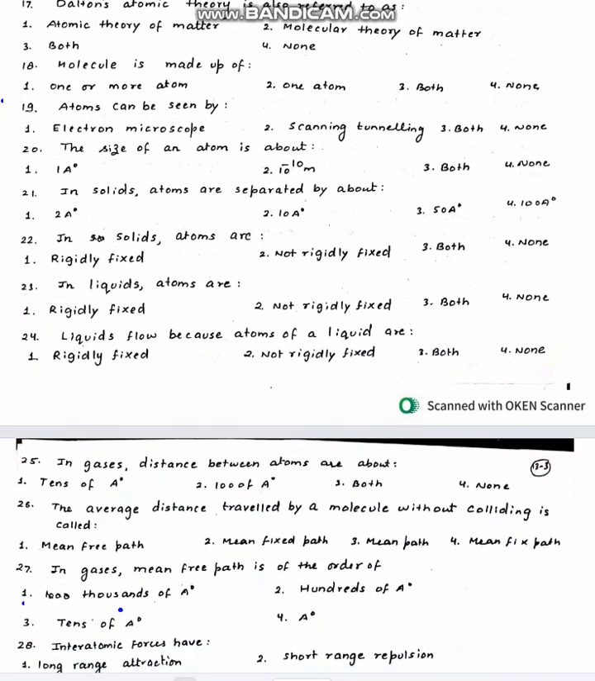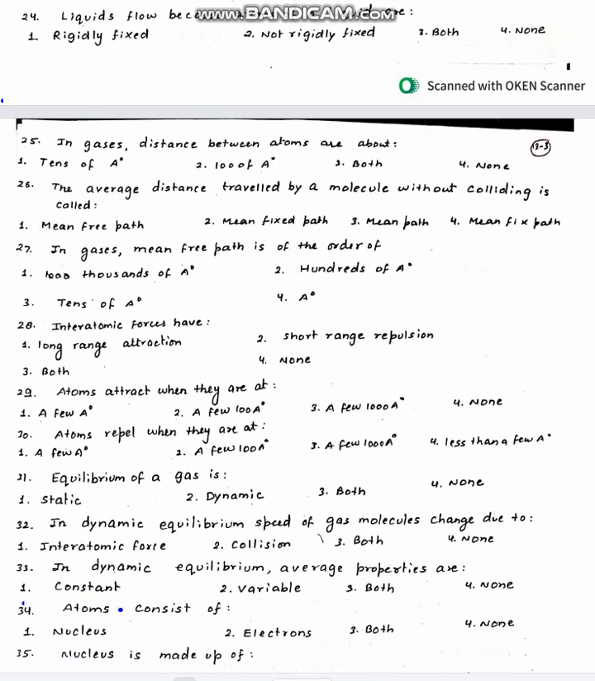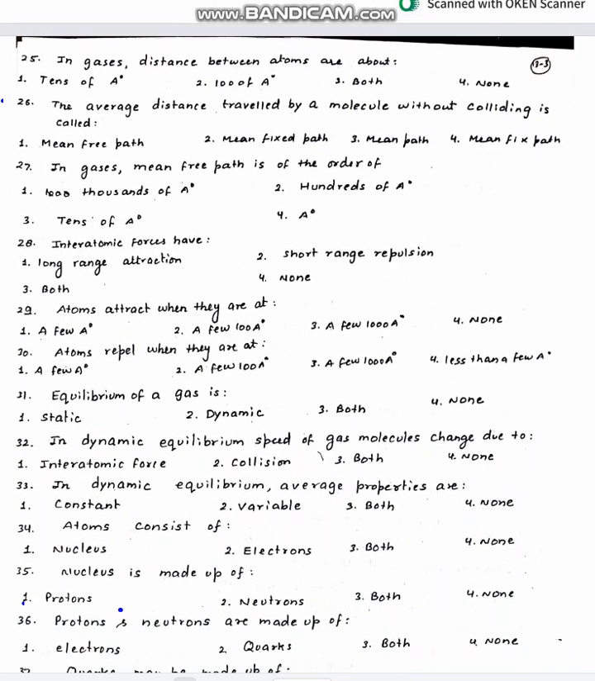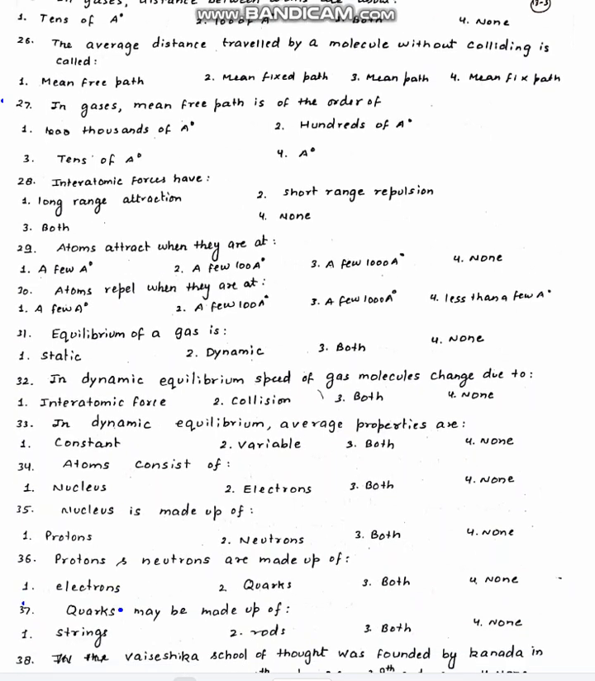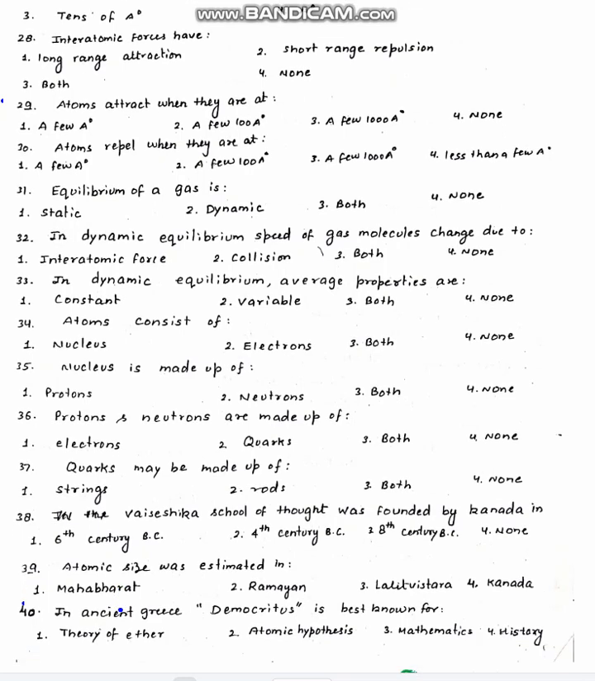Liquids, atoms are fixed. Gases, distance between atoms are about average distance. In gases, mean free path, interatomic forces, and atoms attract when they are at what separation, when they repel. Then how is equilibrium of a gas? Then in dynamic equilibrium, conditions for dynamic equilibrium, components of nucleus, protons and neutrons, constituents.